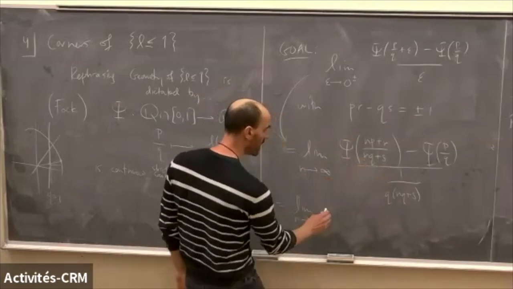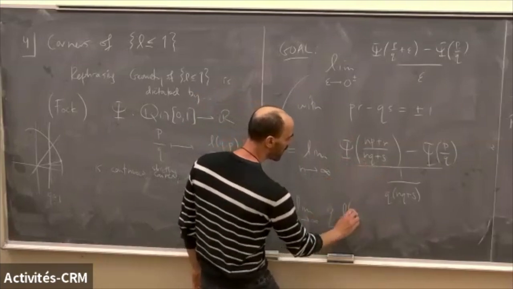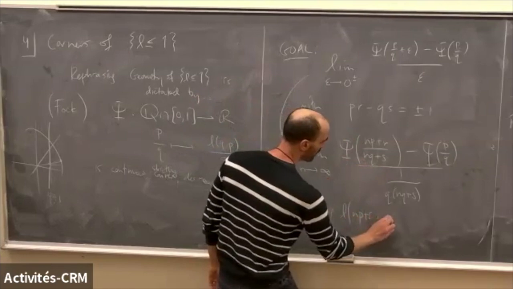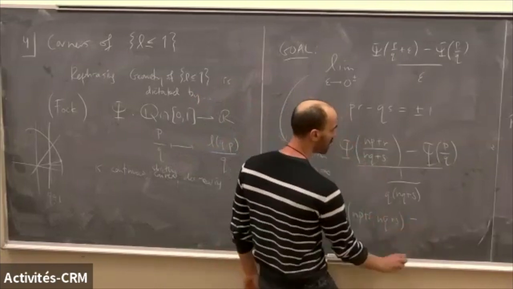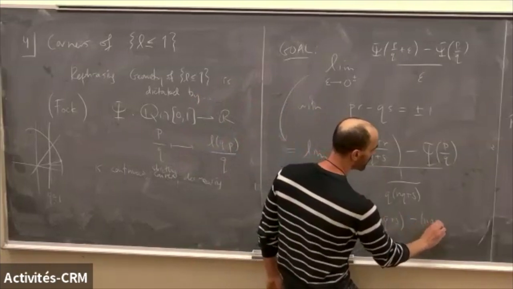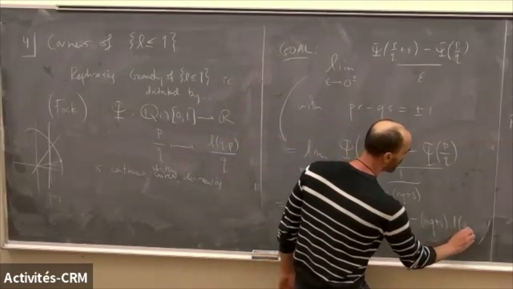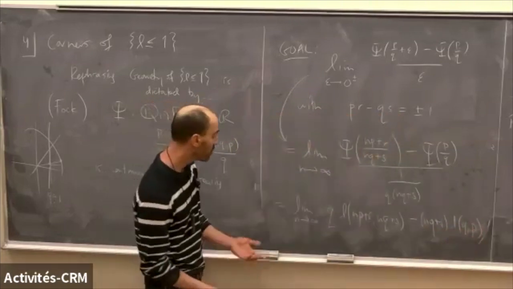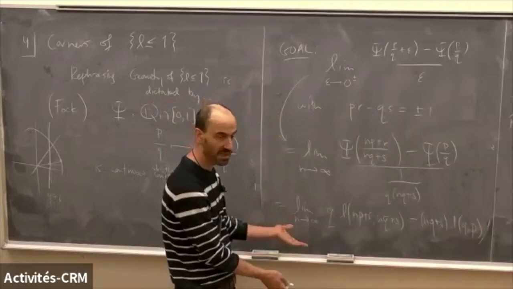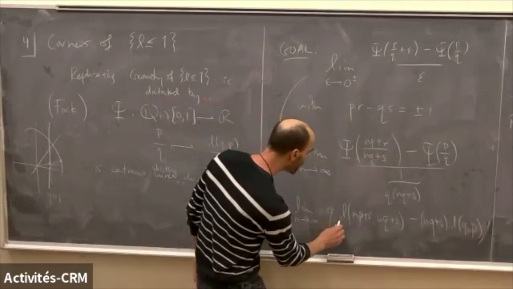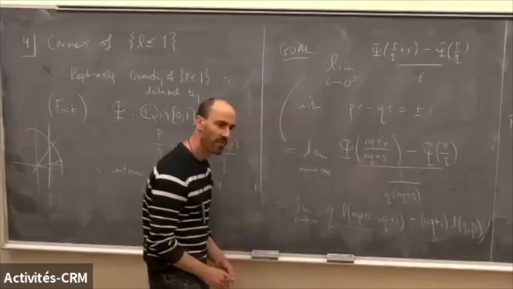I'm going to get some cancellation. I'm going to find Q times the length of this twisted curve minus NQ plus S times the length of the QP curve. And this project then is, to finish this computation, you need to estimate the length of the twisted curve.